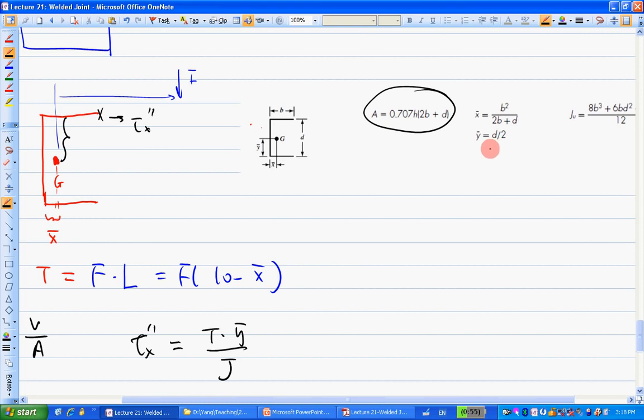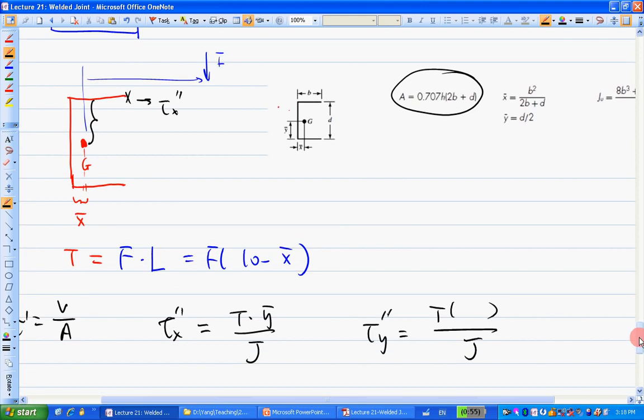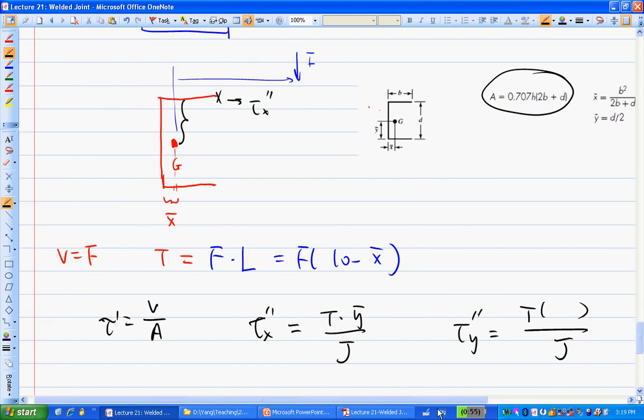That makes sense? A more tricky situation is when the y bar is not half of the D, so you have to be careful. But I don't think they're going to trick you like that. So lastly, tau y double prime is going to be how much? This is another one there. T times what distance divided by J? T times which distance? This distance. So that distance is actually how much? 5 minus x bar. Okay?